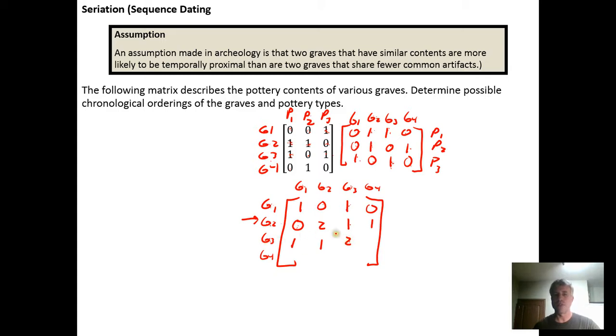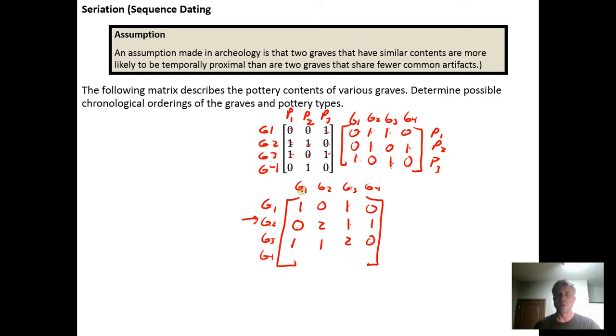And this is going to be grave 3 and grave 4, which we need to calculate. So row 3 dotted with column 4, we get 1 times 0 plus 0 times 1 plus 1 times 0 is 0. Grave 3 and grave 4 have no pottery types in common. And if you compare the two rows, you can see that that is the truth.